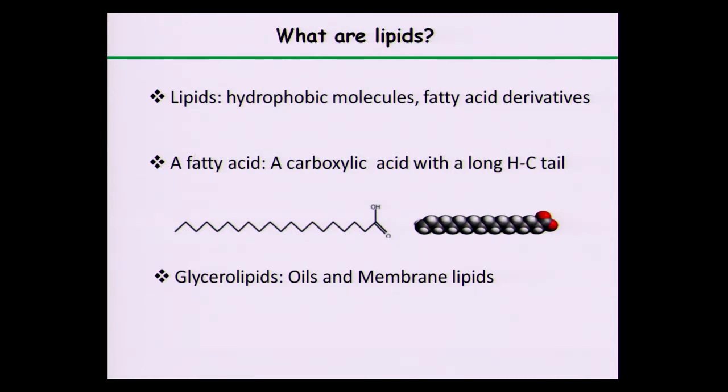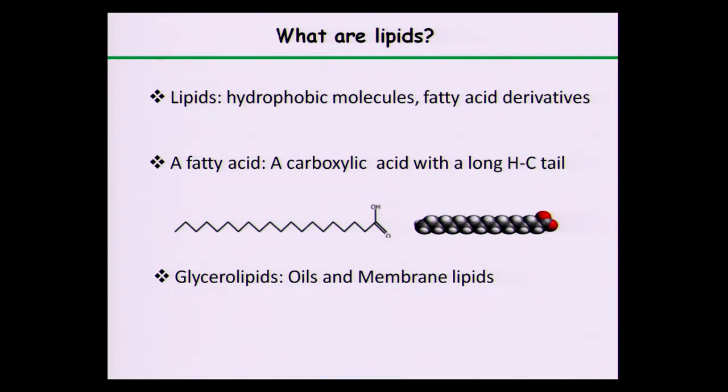So lipids are broadly defined as a group of hydrophobic molecules, and the majority of lipids are derived from fatty acids. So what is a fatty acid? Fatty acids are a group of carboxylic acid with hydrocarbon chains. Here is the chemical structure. The structure here is a 3D molecular structure of fatty acids.